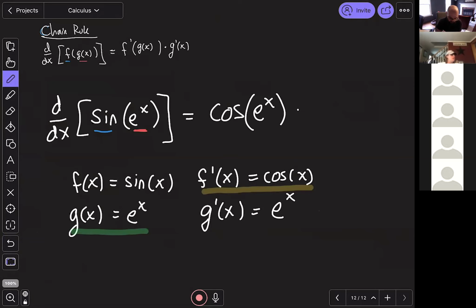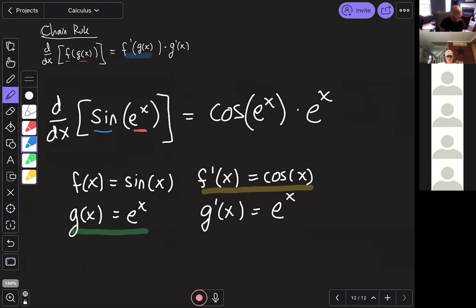And then I have to multiply by the derivative of g, which is g prime, and that's e to the x. So we have this f prime of g of x, that piece right there, and then we have g prime of x, which is this piece right here. So this is how we do chain rule.